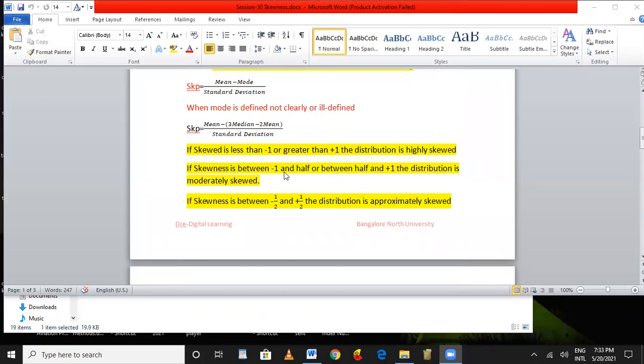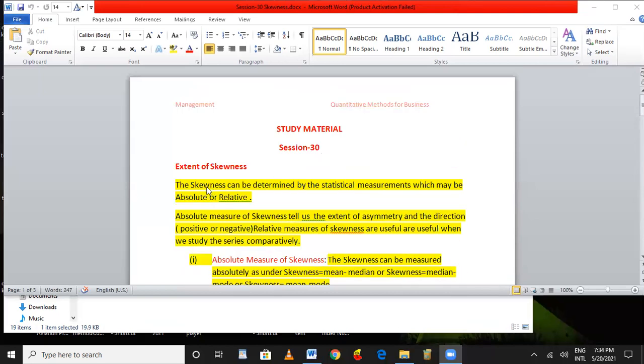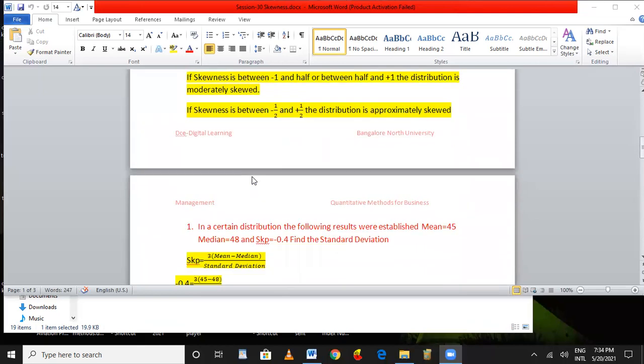Here we can give the comment or interpretation of the data. If skewness is less than -1 or greater than +1, it is highly skewed. If it is between -1 and -0.5, or 0.5 and 1, it is moderately skewed. If skewness is between -0.5 and +0.5, then it is approximately symmetrical. So this is the extent of skewness, to what extent it has been calculated.